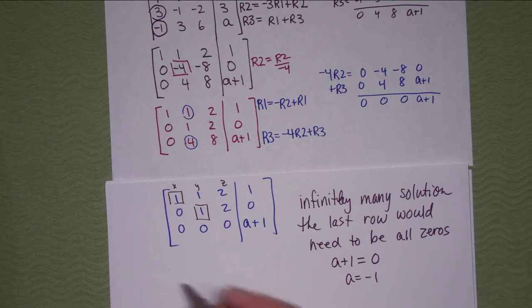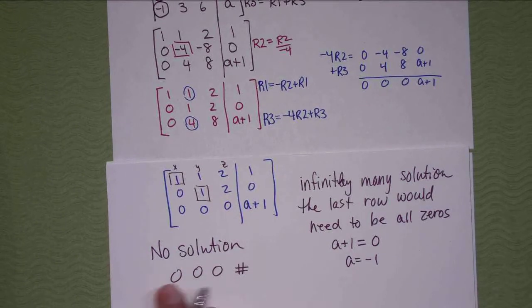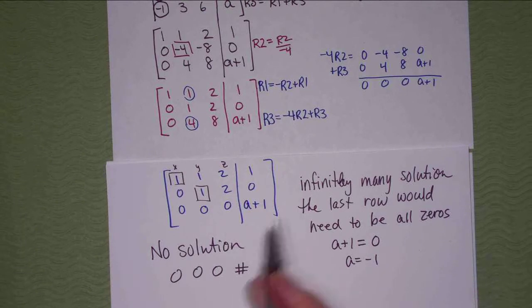What about no solution? For no solution, that last row would have to look like this. Like all zeros, which it already is, and then a number. Not 0. Right? So we would say A plus 1, if it wasn't 0. So if A was not negative 1, then there'd be no solution.